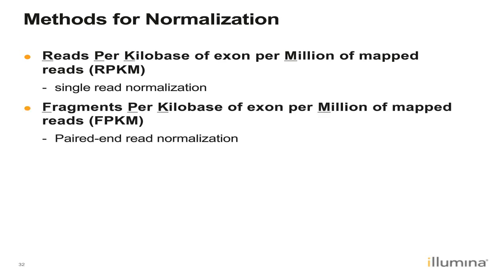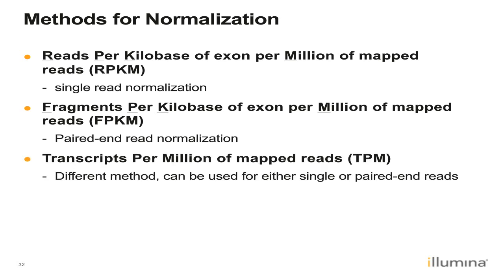Now, we have a similar story for FPKM, or fragments per kilobase of exon per million of mapped reads. And this normalizes in the same manner as RPKM, but it takes into account that you have paired reads or you have fragments of a particular sample.